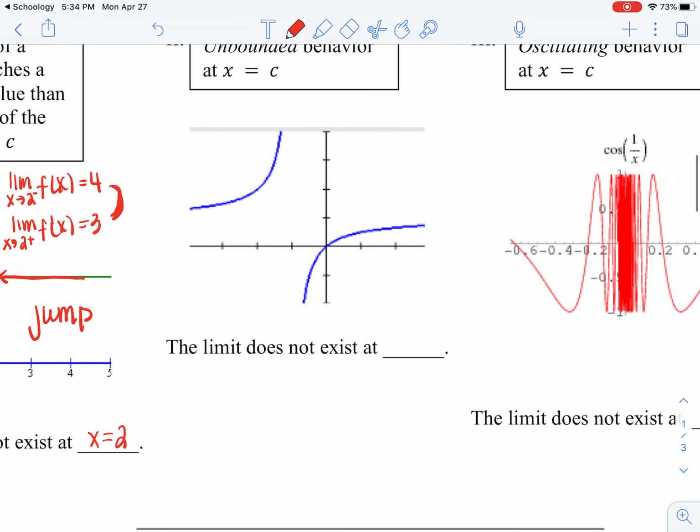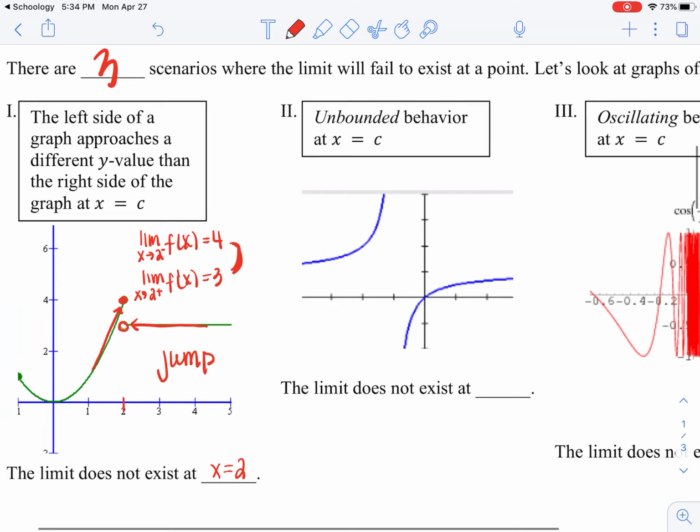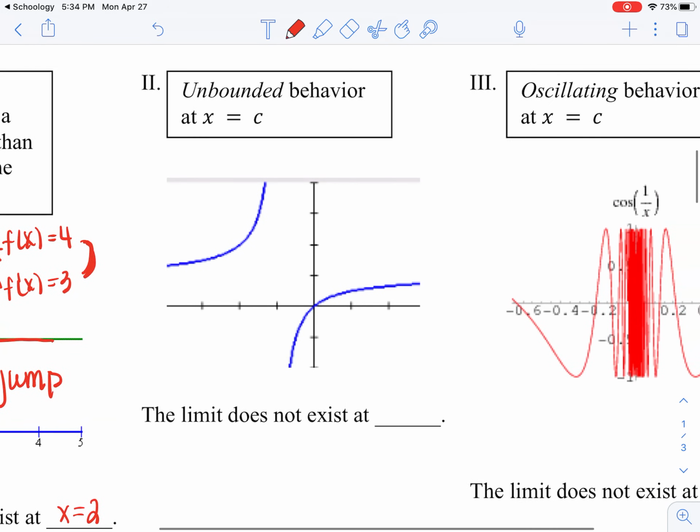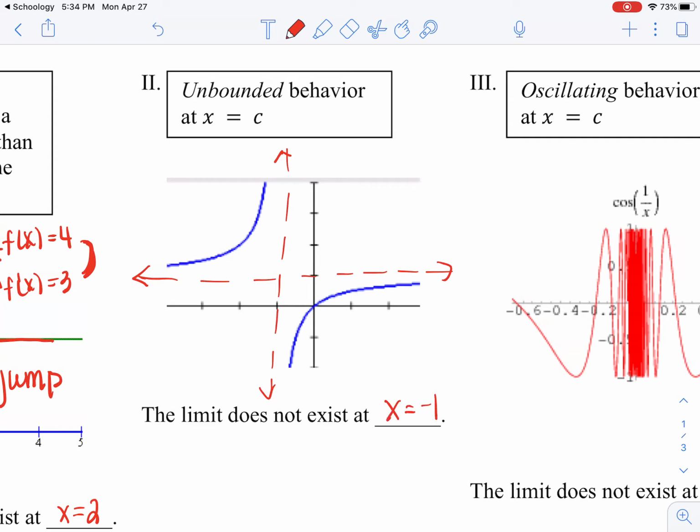The next one here is when there's unbounded behavior, okay? So having no bounds. It's not actually drawn in this graph, but what's in this graph that's not drawn is an asymptote, because it's really what the graph is following and it's not part of the graph. It's actually missing 2 asymptotes. So you can draw them both in if you want to. So there's 2 asymptotes right here. This is a reciprocal function. So here, the limit does not exist at x equals -1.